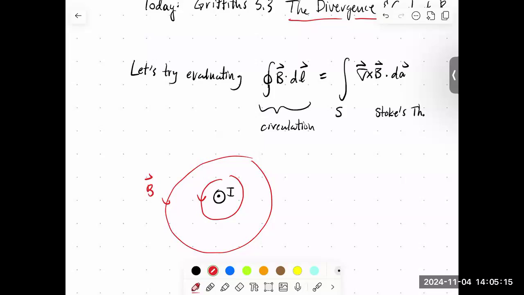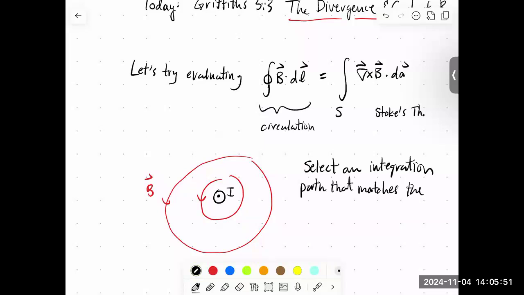Yes. Now, in principle, I could choose any path I want, and it would turn out that I would get the exact same answer. It's just that if I make a smart choice of the integration path, then I save myself a lot of work. And so we're going to select an integration path that matches the symmetry of B.